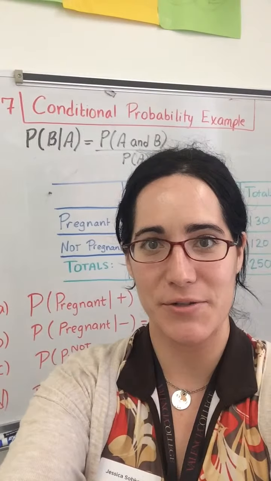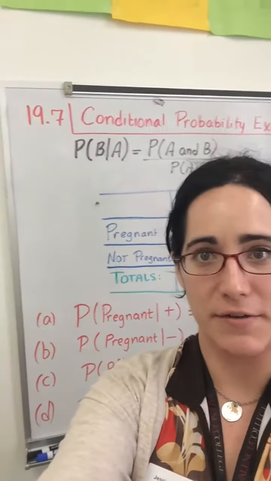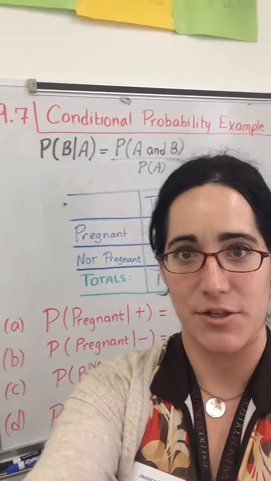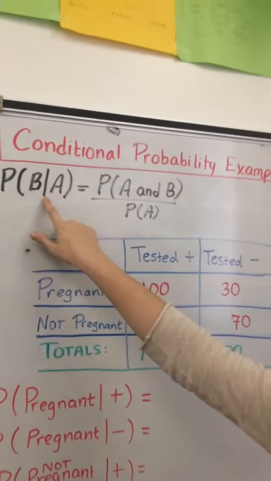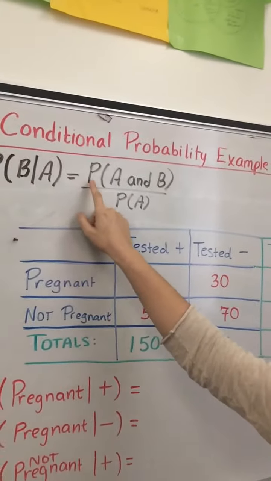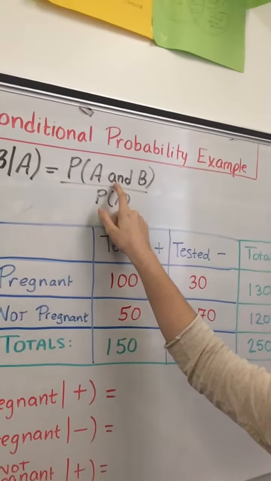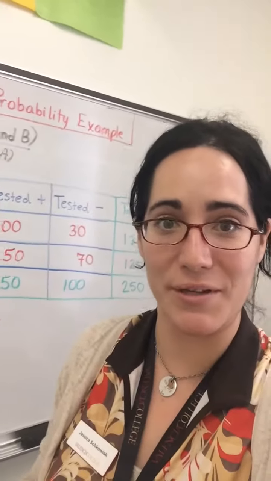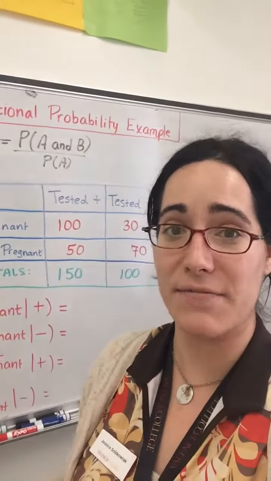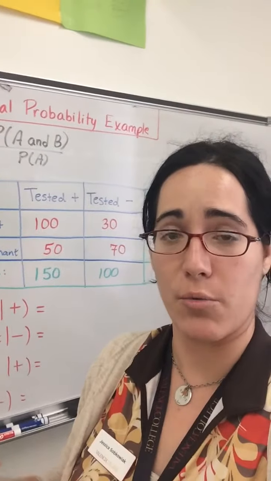Hi class, I wanted to do an example of conditional probability from chapter 19. In this chapter you learn the formula that the probability of B given that A has already occurred is the probability of A and B divided by the probability of A. While you can do problems using that formula as shown in the book, there is a faster way that I wanted to show you right now.